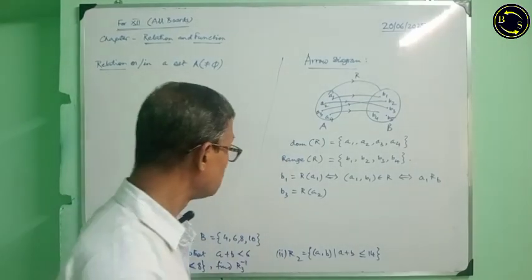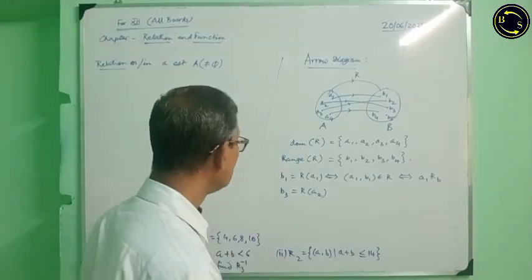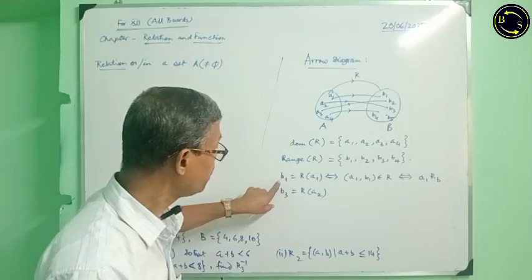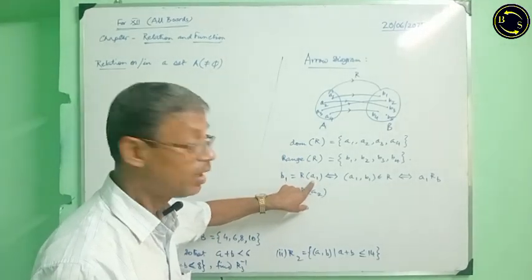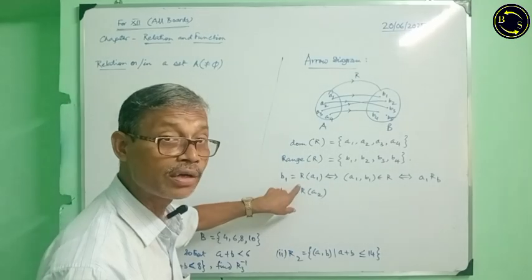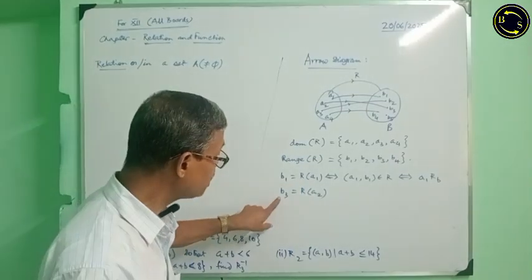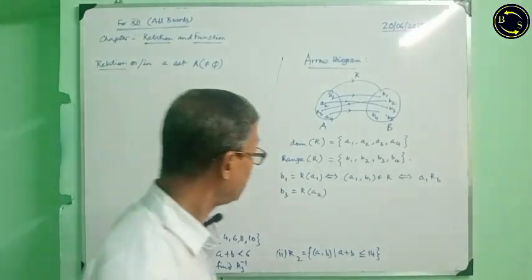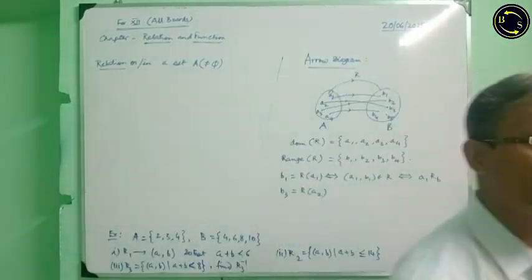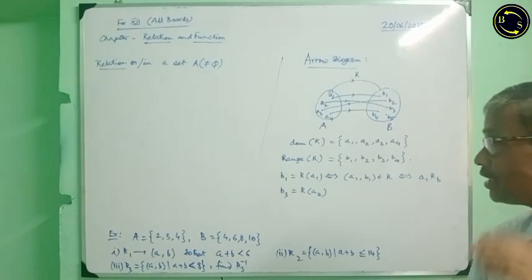Here B1 is called the image of A1 according to the relation R. B3 is the image of A2, and A1, A2, A3, etc. are called pre-images.